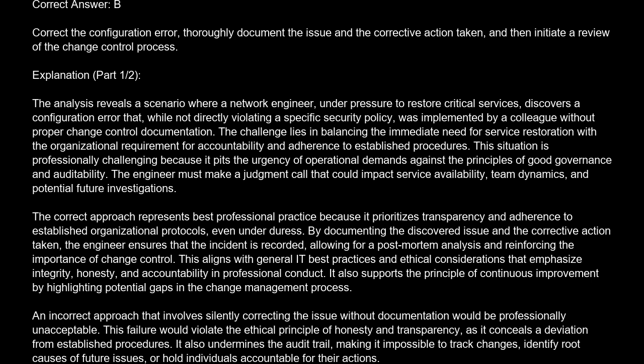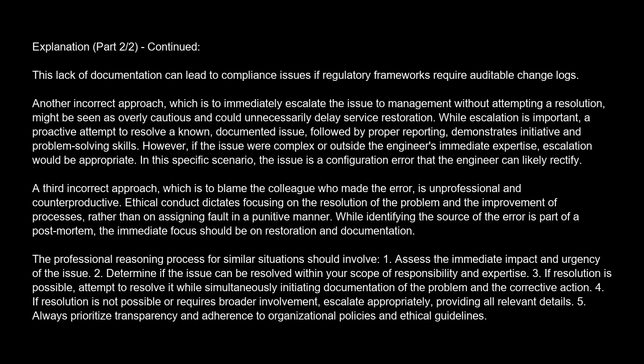It also undermines the audit trail, making it impossible to track changes, identify root causes of future issues, or hold individuals accountable for their actions. This lack of documentation can lead to compliance issues if regulatory frameworks require auditable change logs. Another incorrect approach, which is to immediately escalate the issue to management without attempting a resolution, might be seen as overly cautious and could unnecessarily delay service restoration.